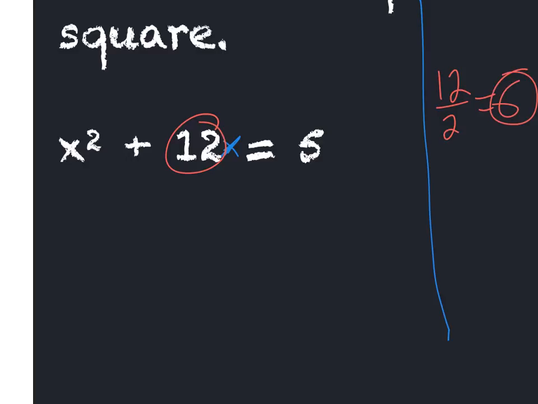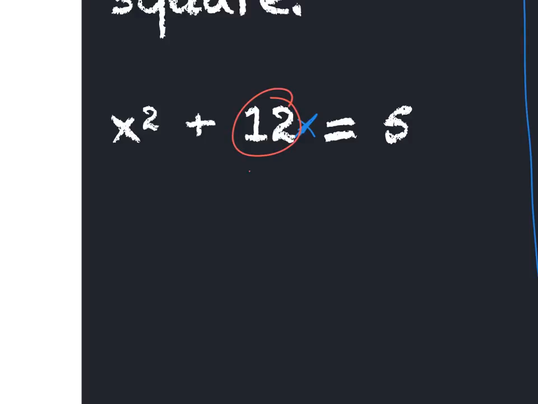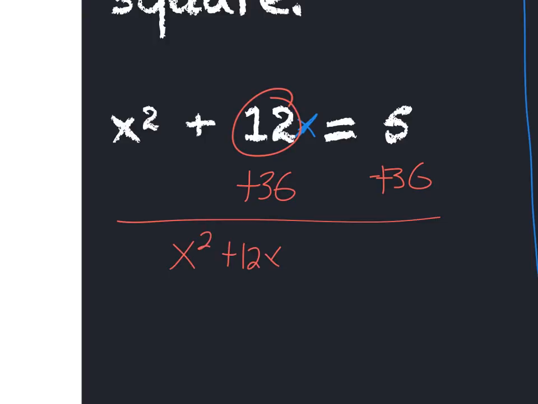Then take that value and square it. 6 squared equals 36. And that's what you are going to be adding to both sides of this equation. So plus 36, plus 36. And if you do that, you get x squared plus 12x plus 36 equals 41.